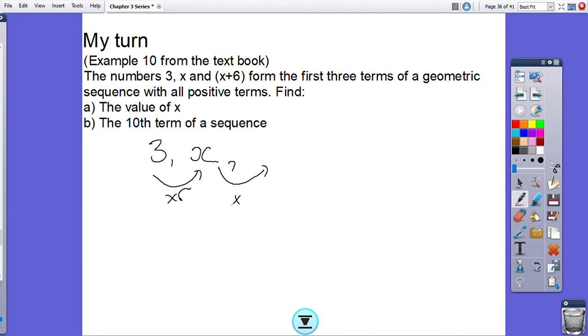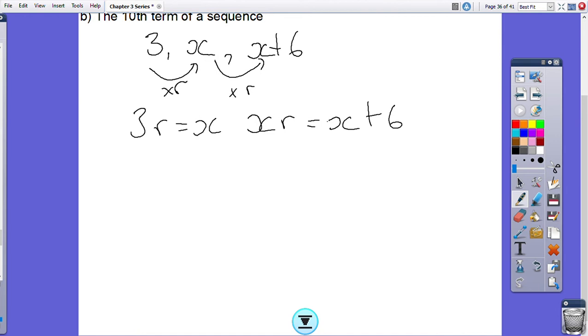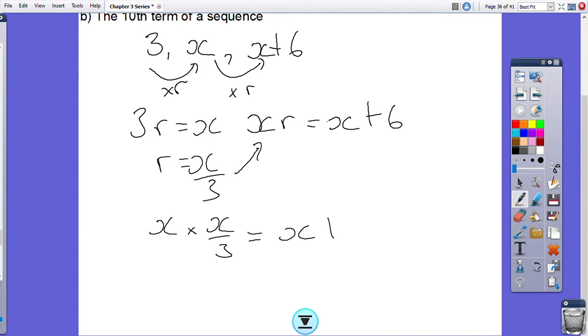And then if we take x and we times it by r, we get x plus 6. Okay, so we can make two equations from what we've got here. We've got 3 lots of r equals x, and xr equals x plus 6. Now, there's too many unknowns, so let's do some simplifying. From this equation here, r equals x over 3, and then we could substitute it into that equation there, so that you get x times x over 3 equals x plus 6.